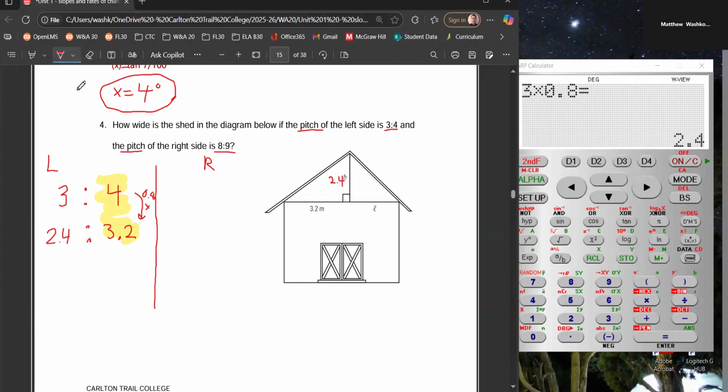So at this point, I want you to try and find the right side now. Just literally pause the video, try it out. It doesn't matter if you get it wrong. Try. So 3, 2, 1. Okay, I'm starting now. So this right side, again, start with what I know. What do I know? I know the right side is 8 to 9. I also know that I have a rise of 2.4 now on this right side.